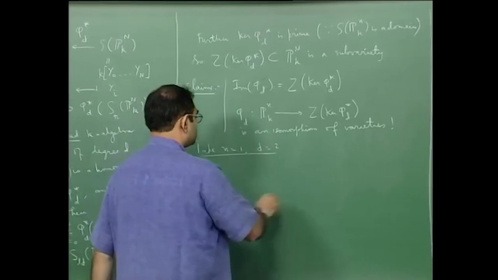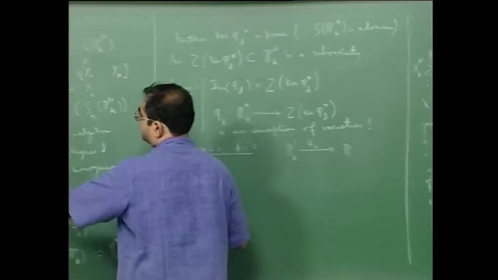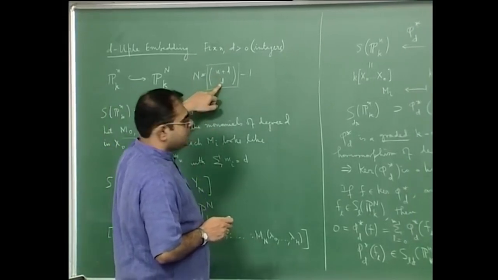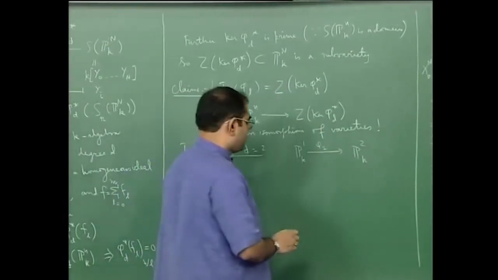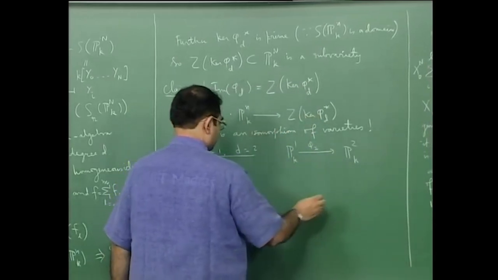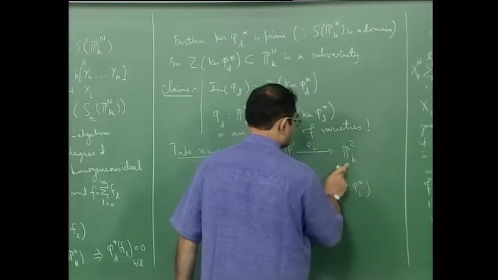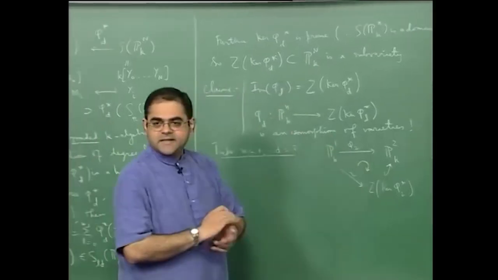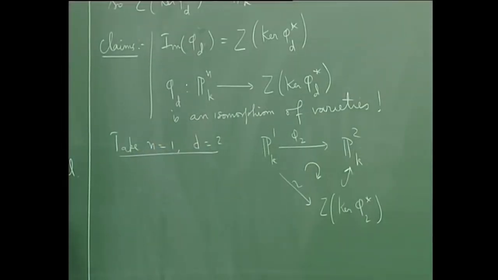If you take n equal to 1, d equal to 2, then you have P^1_k and P^d, which is P^2. Here I am going to get 3 choose 2, which is the same as 3 choose 1, which is 3 minus 1, which is 2. So it is P^1 inside P^2. And I have the zero set of the kernel of phi_2 star inside this. I just want to verify this for the case n equal to 1, d equal to 2, the simplest case. To verify it for the general case we'll need further calculation, but there's a lesson to be learnt even in this simple case.